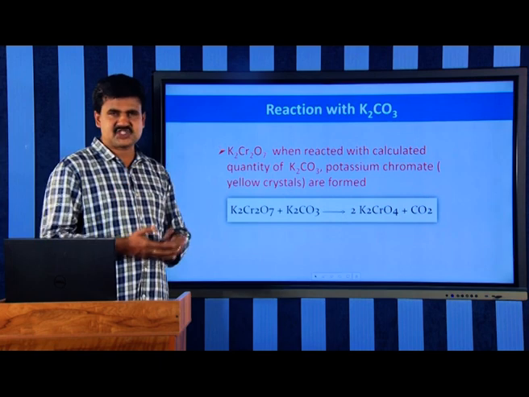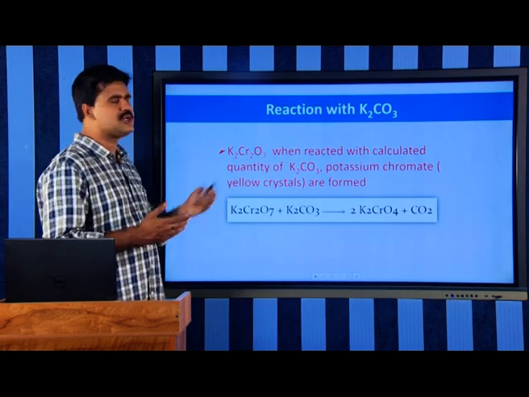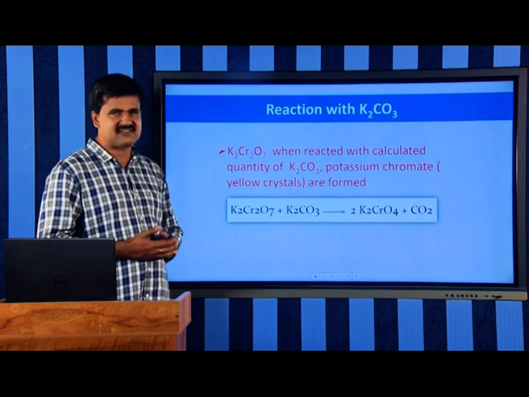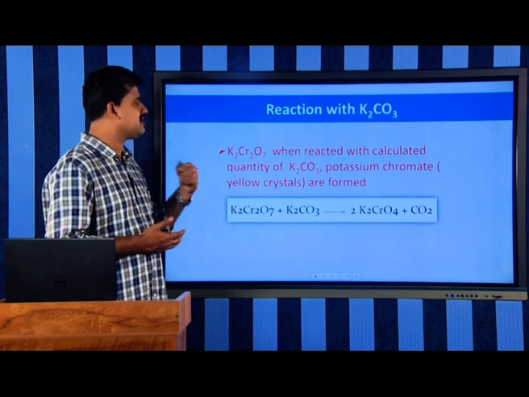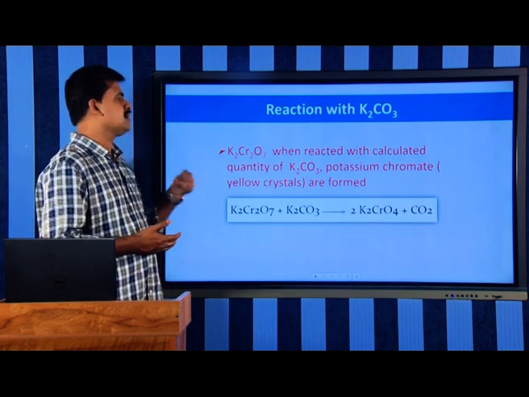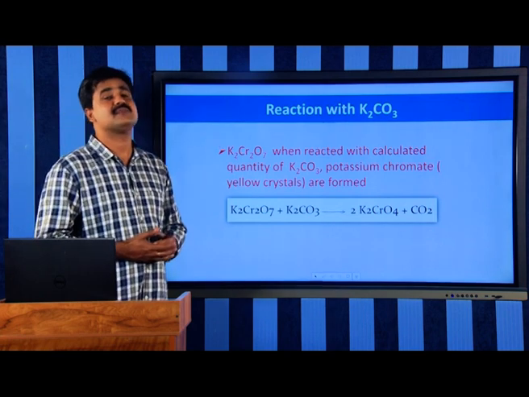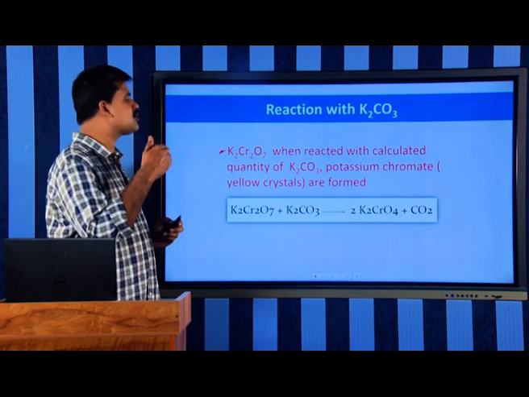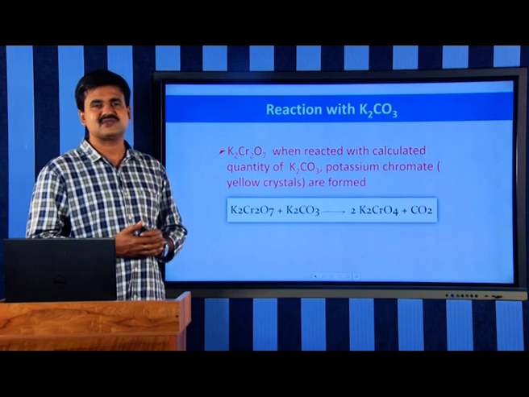Now, reaction of potassium dichromate with K2CO3 or potassium carbonate. K2Cr2O7, when reacted with the calculated quantity of K2CO3, we will get yellow crystals of potassium chromate. That is, the orange color of potassium dichromate changed to yellow color due to the formation of K2CrO4.